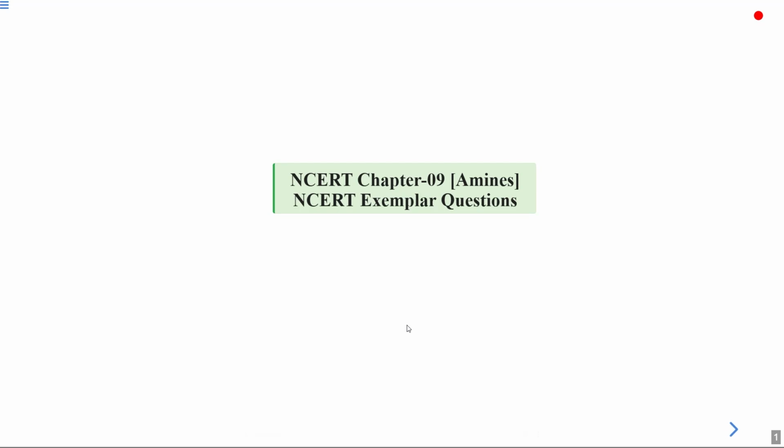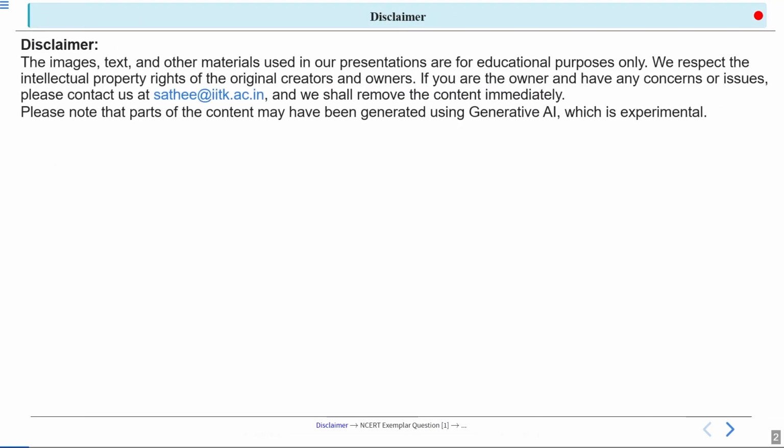So today we are going to discuss NCERT Exemplar questions of chapter 9, which is Amines. This is a disclaimer.